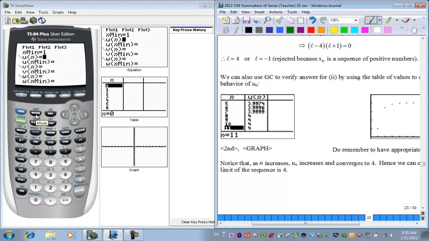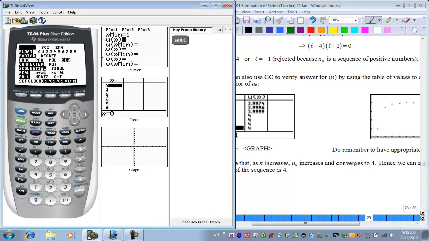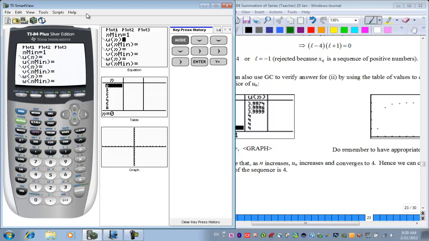First, you have to change the mode of your GC. Now, the default mode of your GC, which is denoted in this row over here, the normal mode that we use for graph plotting and so on, is the functions mode. But now, because we are dealing with sequences, we have to change to the sequence mode. So what you have to do is move the cursor down into the appropriate row, okay, and scroll over to sequence mode. And when the cursor is at sequence mode, we press enter.